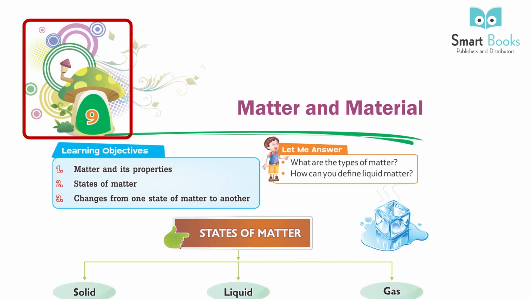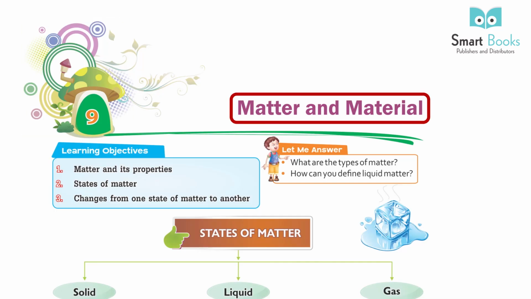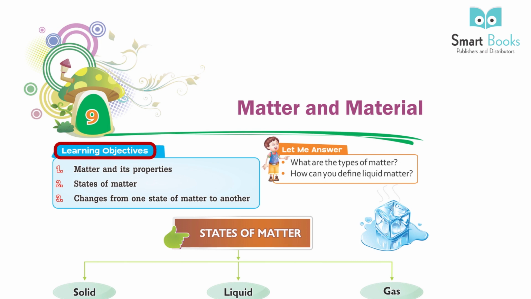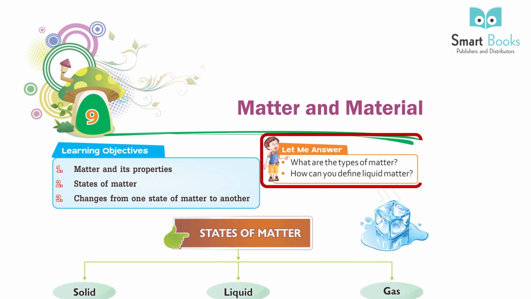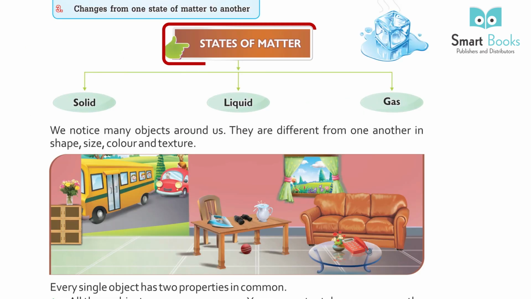Chapter 9: Matter and Material. Learning objectives: 1. Matter and its properties. 2. States of matter. 3. Changes from one state of matter to another. Let me answer: What are the types of matter? How can you define liquid matter? States of matter: solid, liquid, gas.